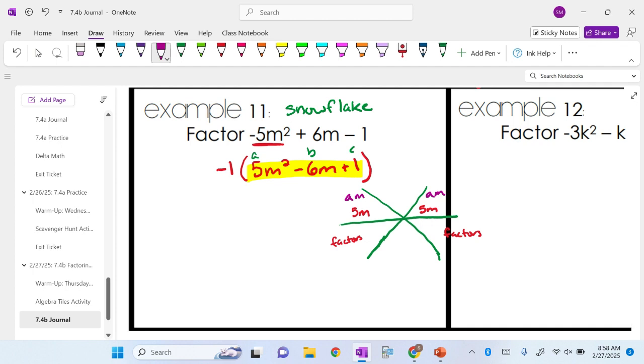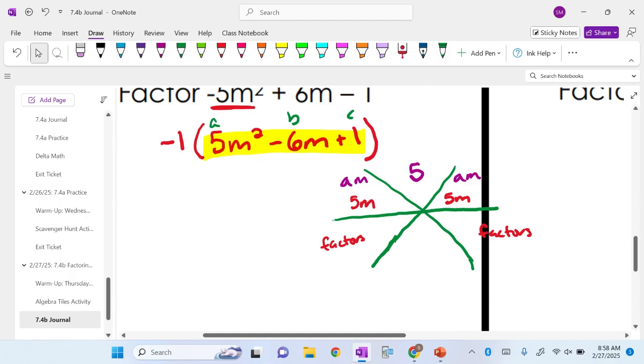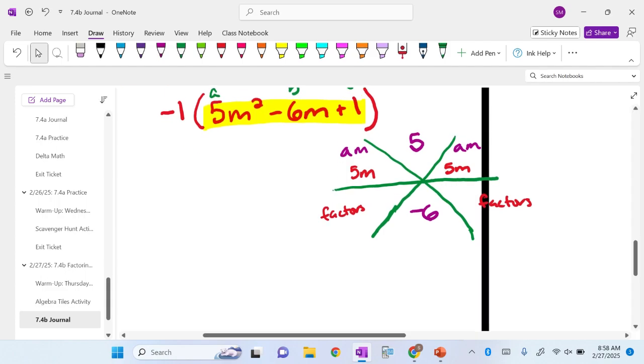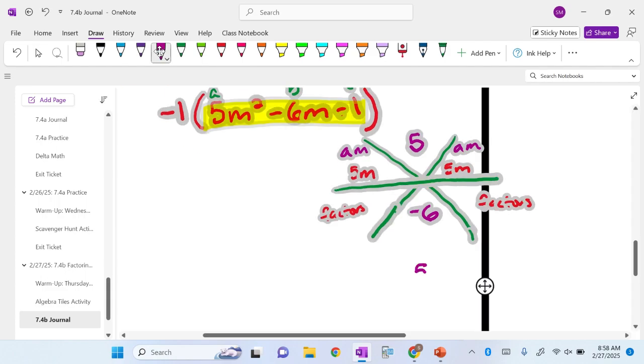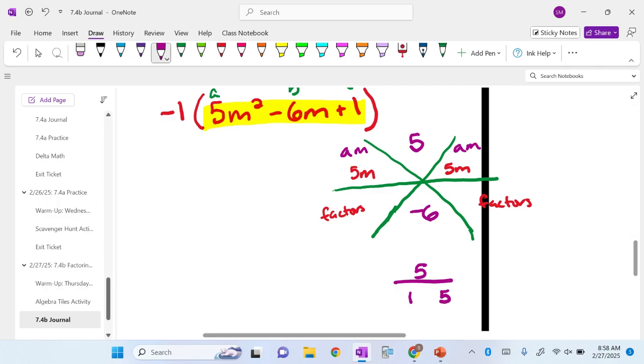Now, we still put A times C on top, so 5 times 1, that's 5. And then on the bottom, we put the -6. So the only factors of 5 that would work, because 5 only has one factor set, are 1 and -5. If both of these are negative, does that not add to -6? Yes. So I'm going to put -1 here, -5 here.